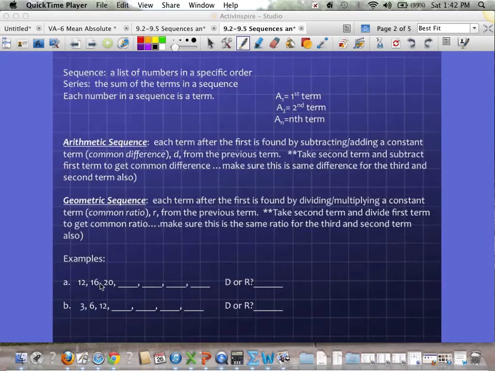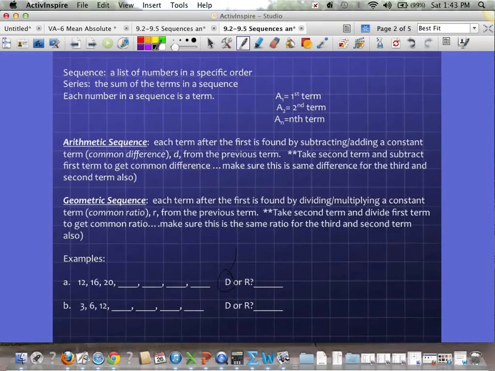But if I did 16 minus 12, I would get 4. And then if I did 20 minus 16, I'd get 4. So that would mean that it is subtracting at a common difference. So I would circle D for difference. Let's make something so you can see it. D for difference. And that common difference was 4. And then you just have to find the rest of these terms. Well, if you're going to find this term, that would mean that you would add 4. So that would be 24. The next one would be 28. Next one would be 32. And the next one would be 36.